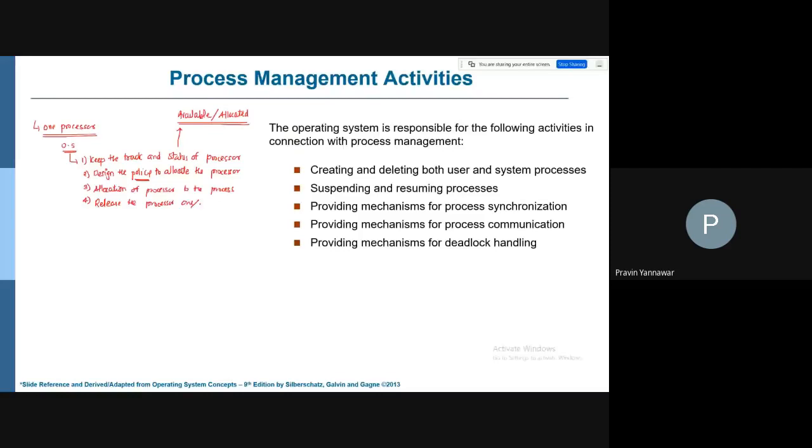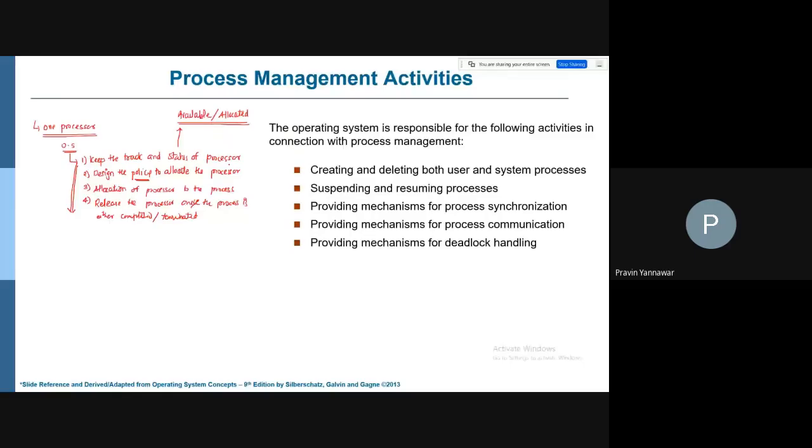Once the process is finished, either completed or terminated, in any case, you need to release the processor. So these are four points that you have to keep in mind. These four points are very important.